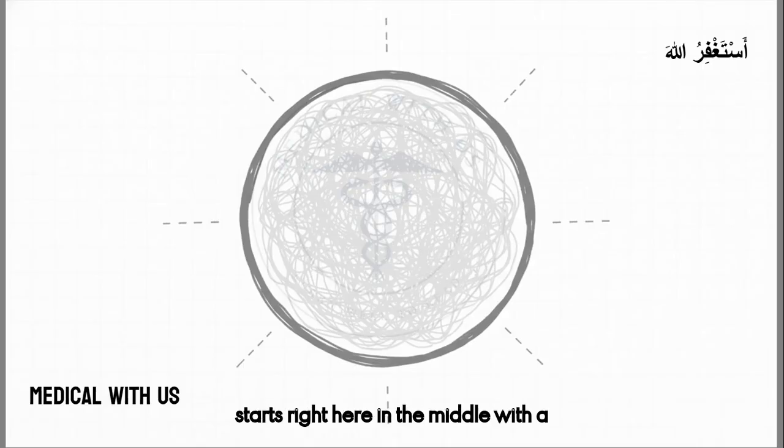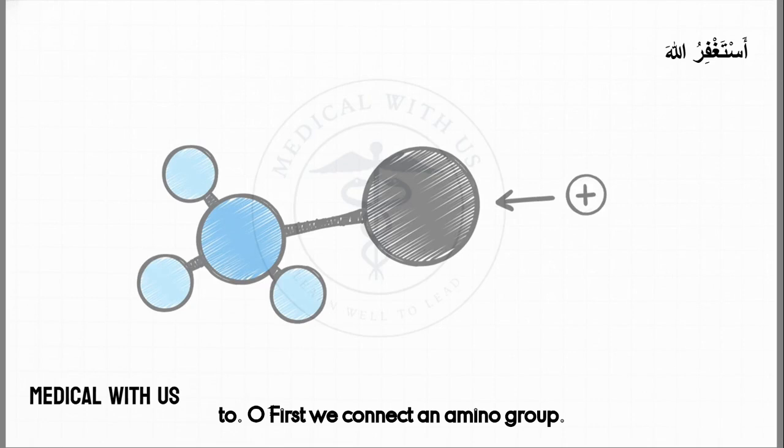It all starts right here, in the middle with a single carbon atom. This is called the alpha carbon, and you can think of it as the central hub or the anchor point that everything else is going to get attached to. So first, we connect an amino group. This part is what we call basic in chemistry, which means it has a slightly positive character. And that right there gives us the amino part of the name.